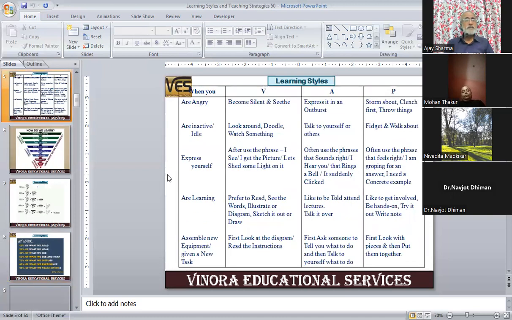The next one is a little bit tough. बहुत सारे हैं, मैं इसमें पढ़ लेता हूं. The fourth one from the top, that is when you are learning. The visual ones, they prefer to read.